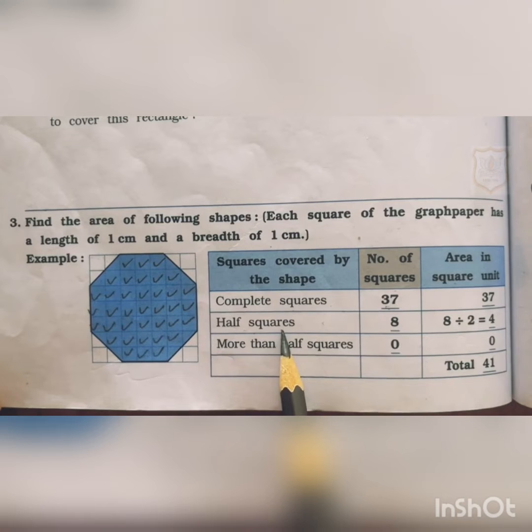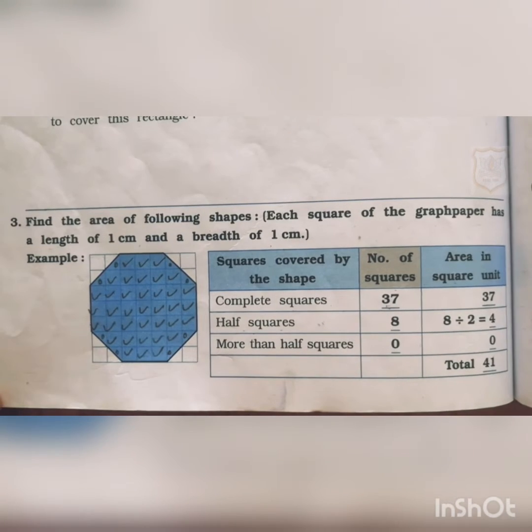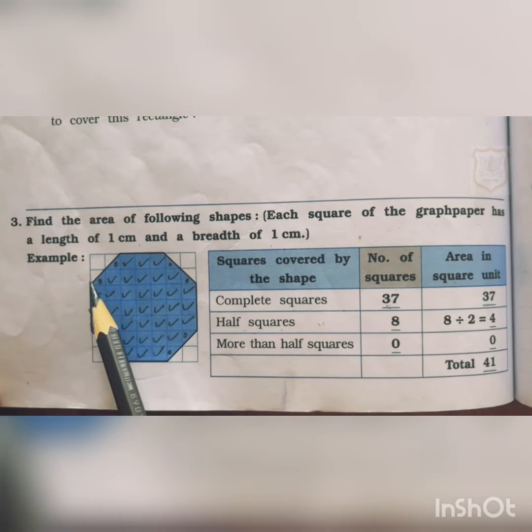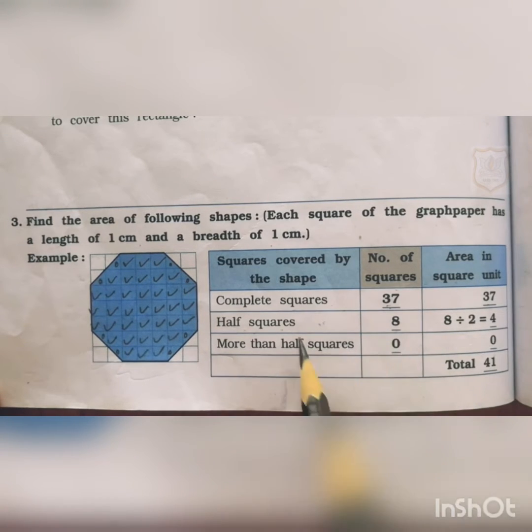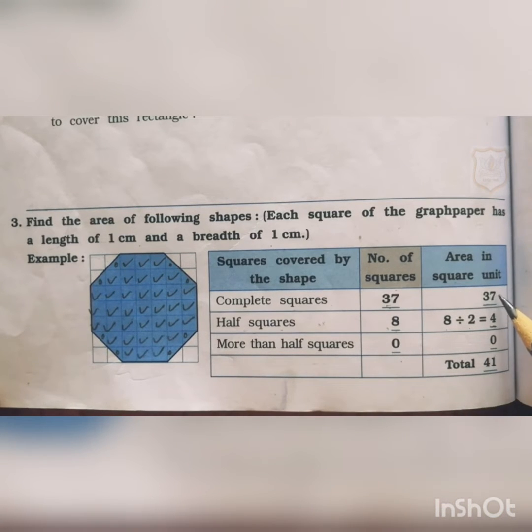Now we will count the half squares. We will put a dot in place of each half square and then we will count. So the number of half squares is 8. So we will write 8 here and then 8 divided by 2, we get 4 complete squares. We'll add the total, that is 37 plus 4 is equal to 41. So the area in square unit is 41 square centimeter.